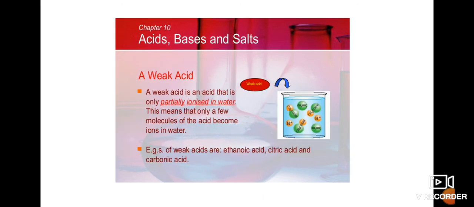Now, weak acids are those which undergo partial ionization. That means they will not break down completely. If ionization is partial, it is not going to produce a huge number of H+ ions. H+ ions will be fewer in number. So those acids which do not undergo complete ionization are known as weak acids. Examples are ethanoic acid, citric acid, carbonic acid and phosphoric acid. They all come under weak acids.